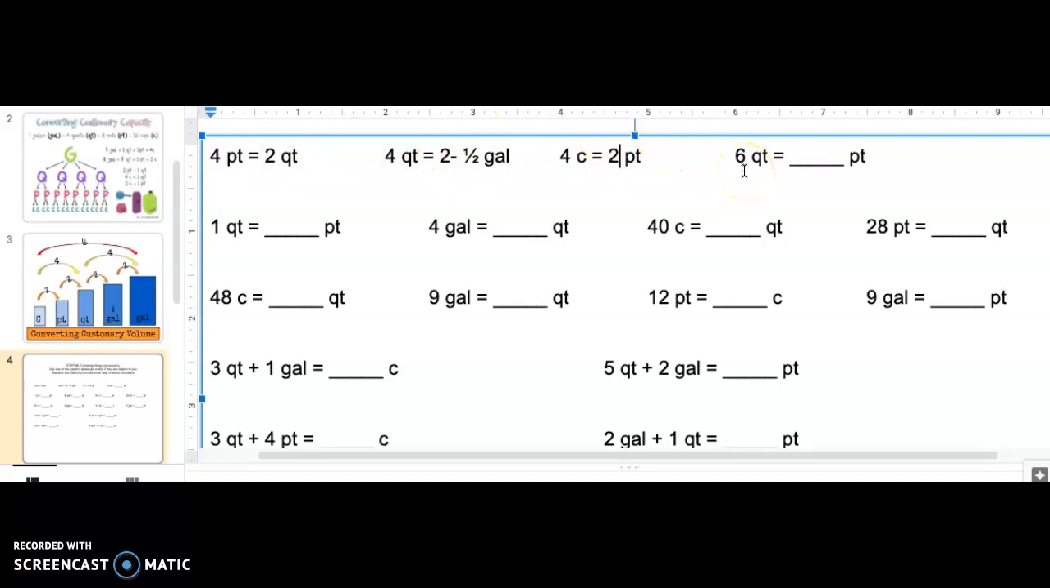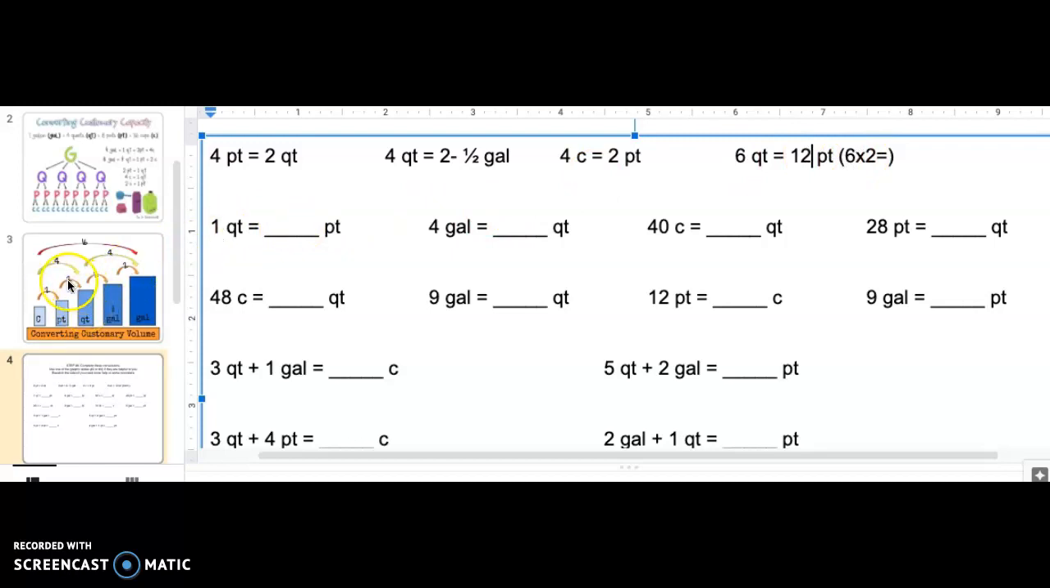Let's go on to 6 quarts is how many pints? I have 6 of these. How many pints would that be? Well, there's 2 pints in every quart. So each one of these 6 quarts has 2 pints in it. Do you see how I would do that in my head? I would multiply those quarts by the pints inside of them, and what would I get? 12. You got it. Let's go on to this row.